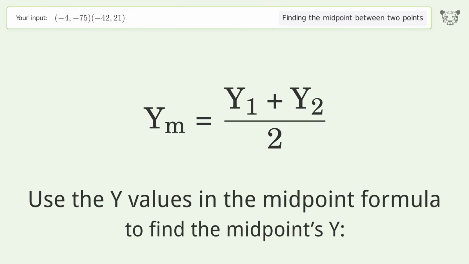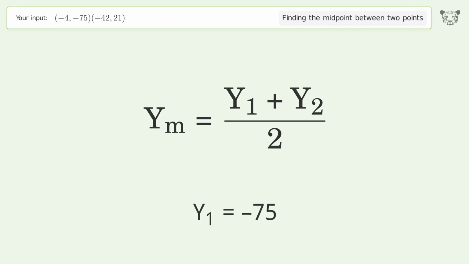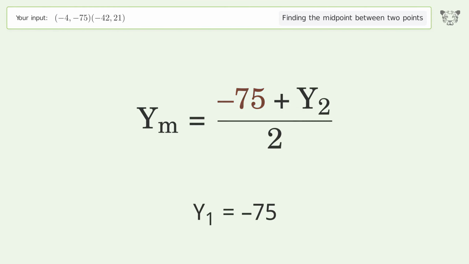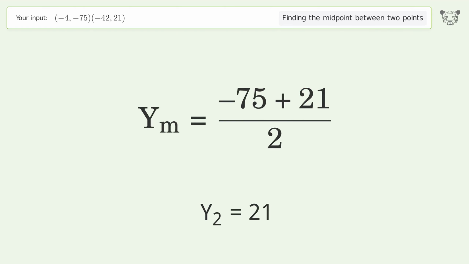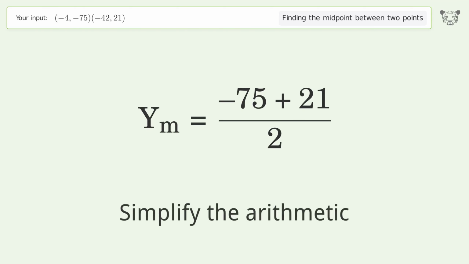Use the y values in the midpoint formula to find the midpoint's y. y1 equals -75. y2 equals 21. Simplify the arithmetic.